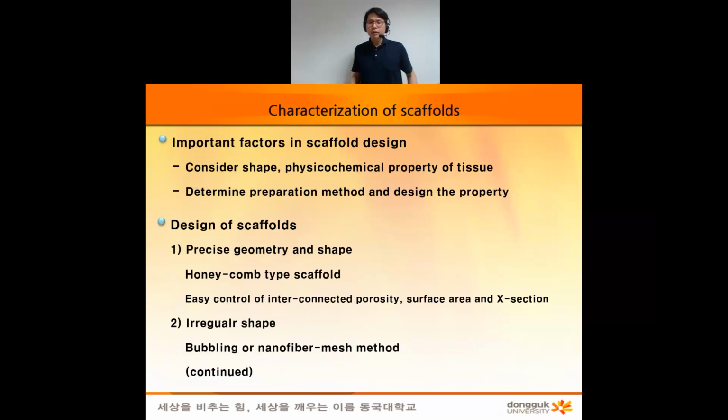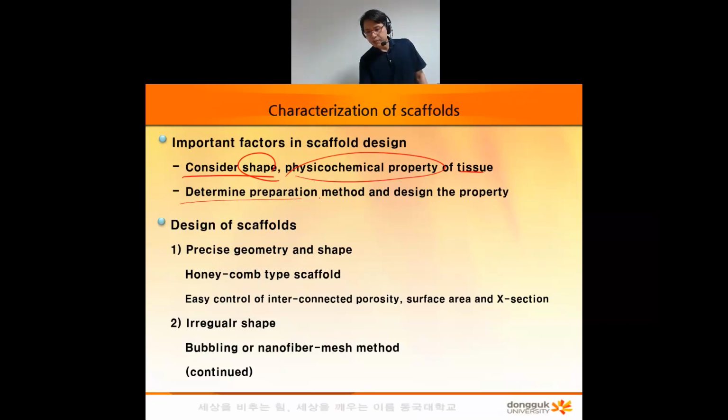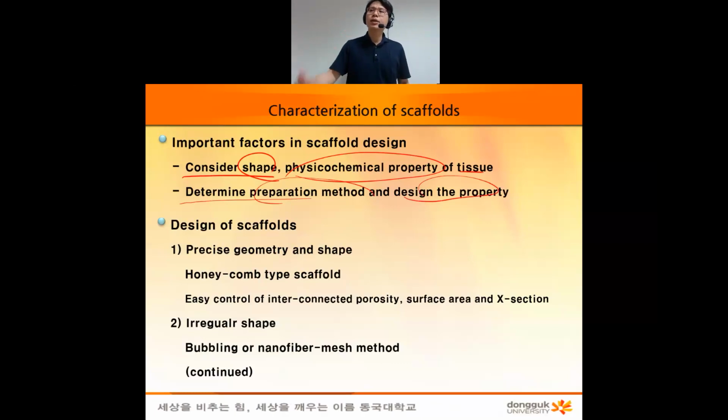Important factors in scaffold design. First, we consider the shape and physical and chemical properties of the target tissue, which would be regenerated after the scaffold is transplanted. And also we determine the preparation method and design the properties when the target tissue is determined.